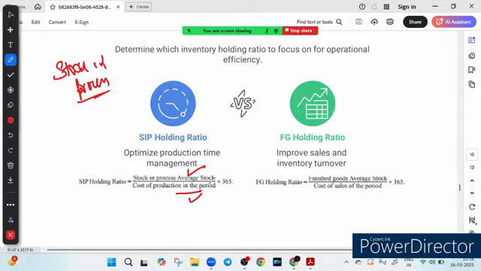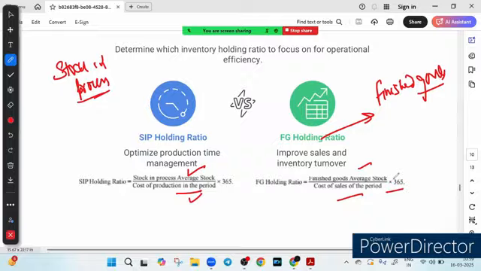Now there is something called finished goods. FG means finished goods. So the finished goods holding ratio evaluates how long finished products remain in inventory before they are sold. You write the finished goods average stock in the numerator, and the cost of sales of the period in the denominator, multiplied by 365. It improves sales efficiency and inventory turnover. It helps avoid overstocking or stock out. It keeps cash flow healthy.